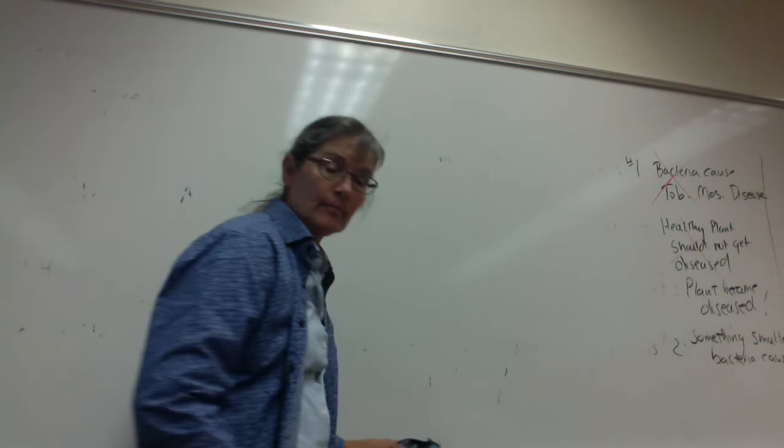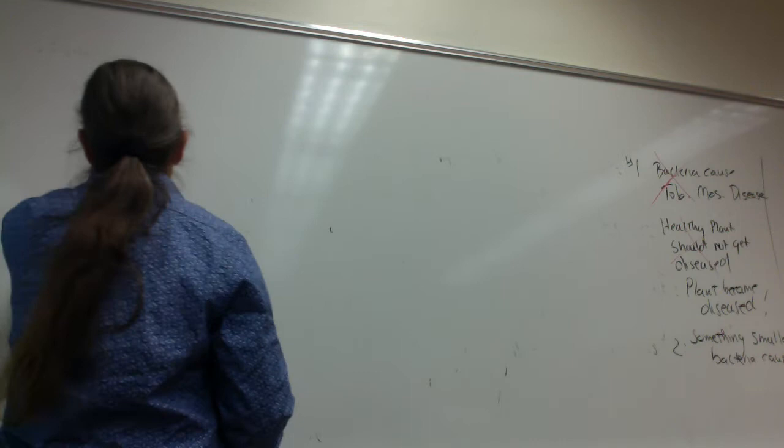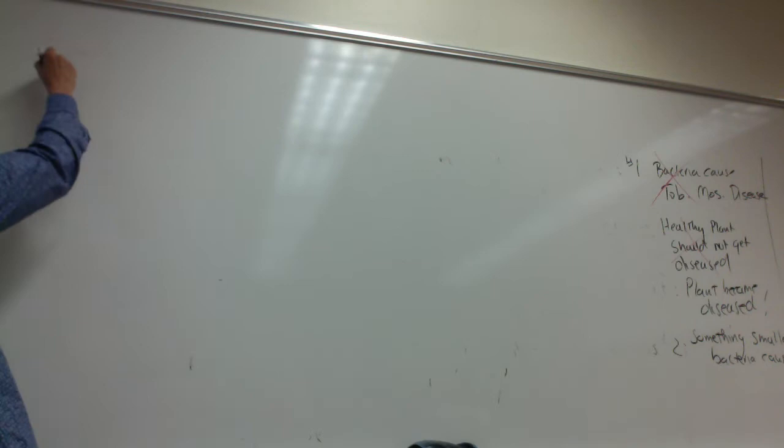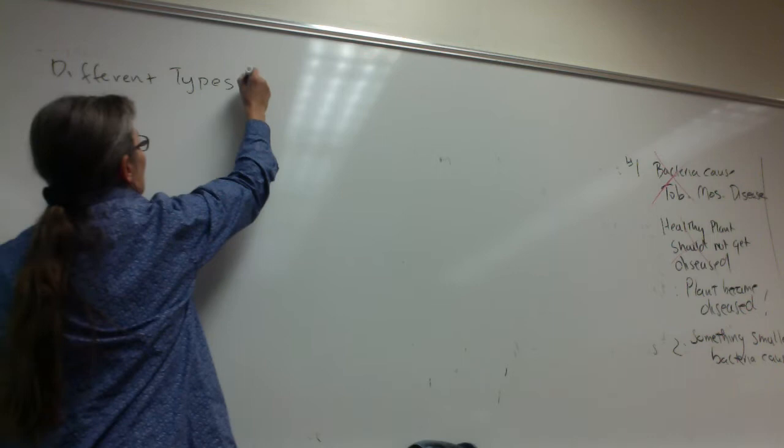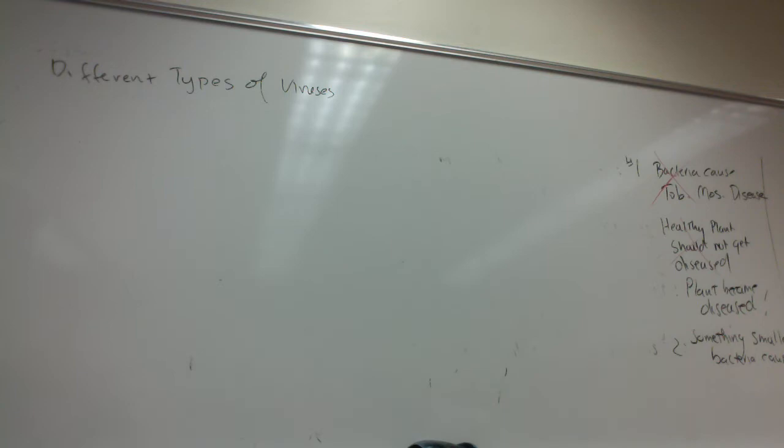So you guys, we're going to look at different types of viruses, and there's different ways we can group them. The simplest one, you guys, is we're going to have, again, we'll use a squiggle here for the viral genetic information. And again, it's either DNA or RNA.